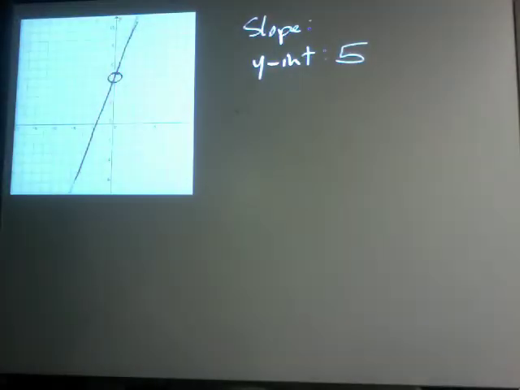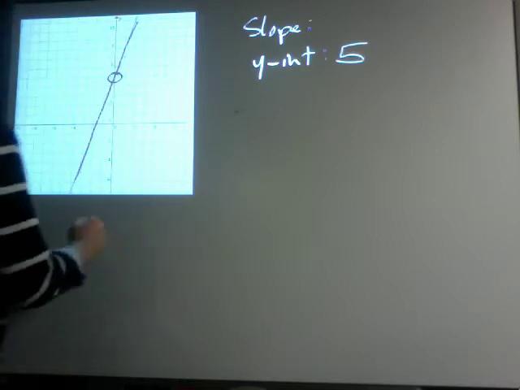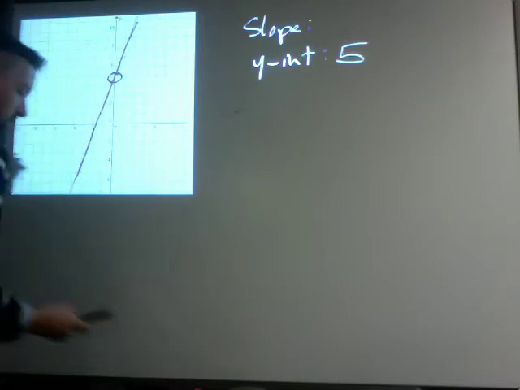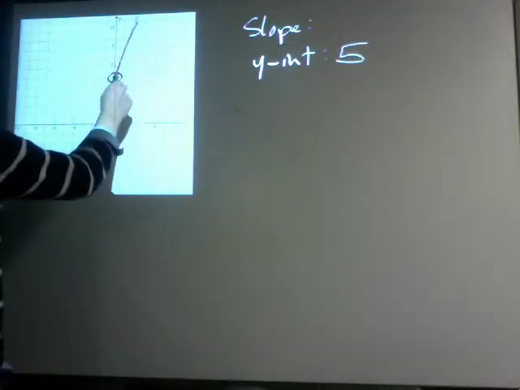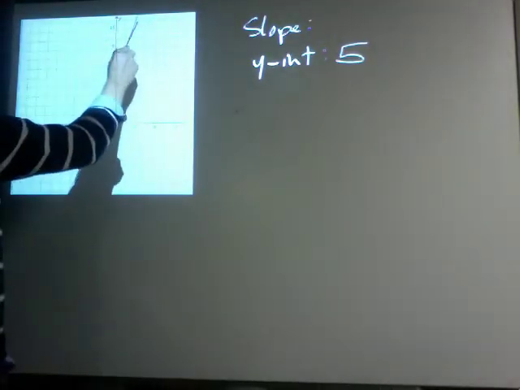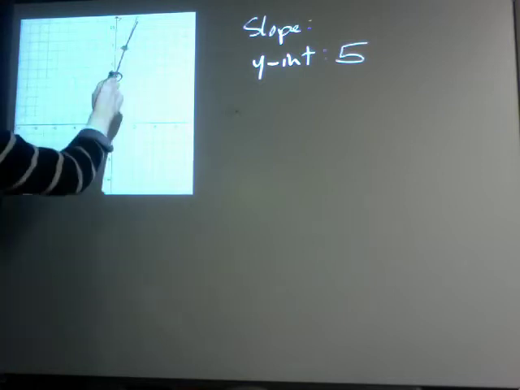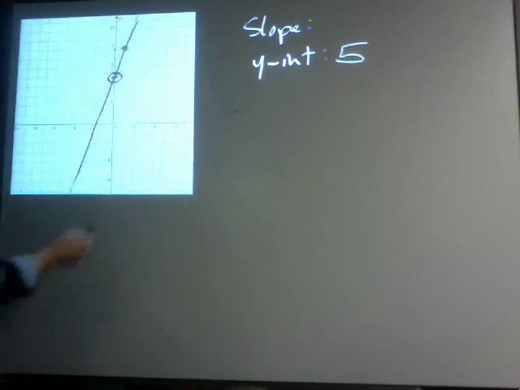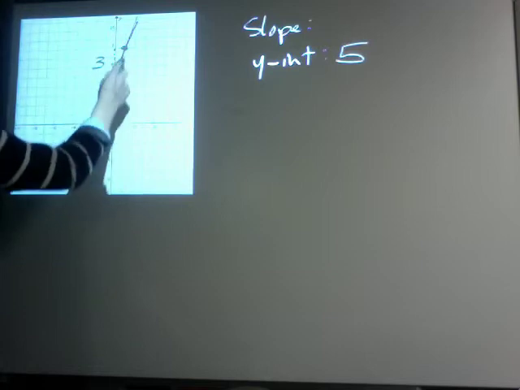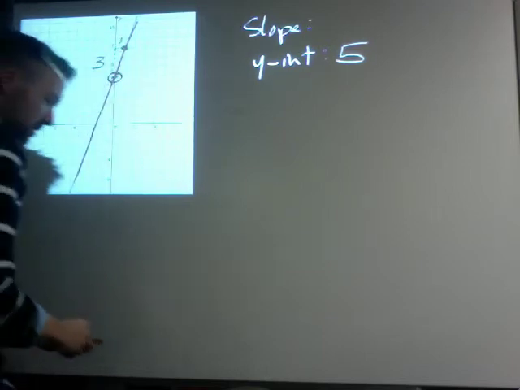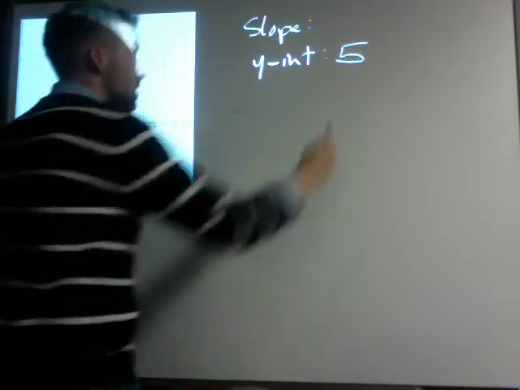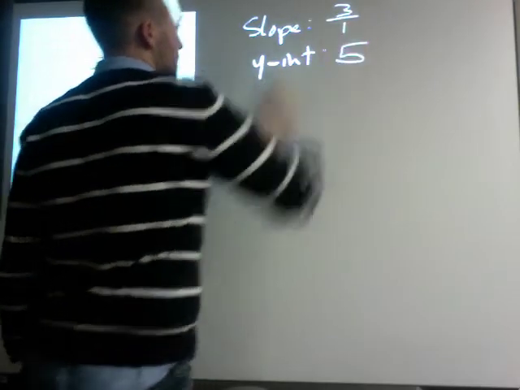And then, what is my slope? What is my change in y and my change in x? I know that I go from here to here. How much of a change up is that? It's a change of 3. Over, that's a change of 1. So for our slope, we could write 3 over 1.